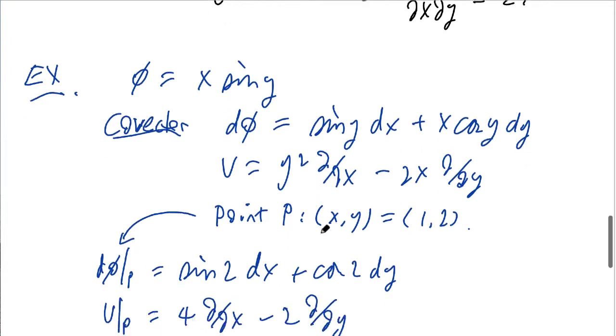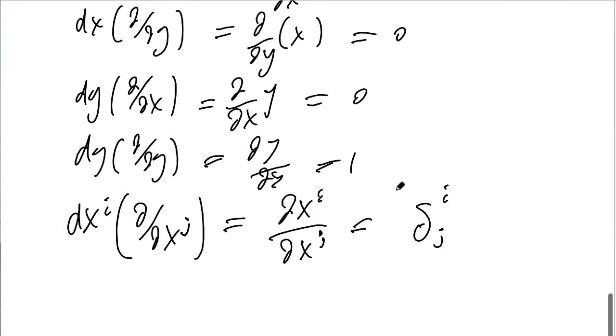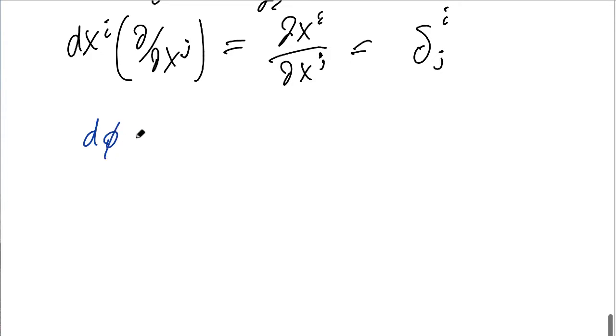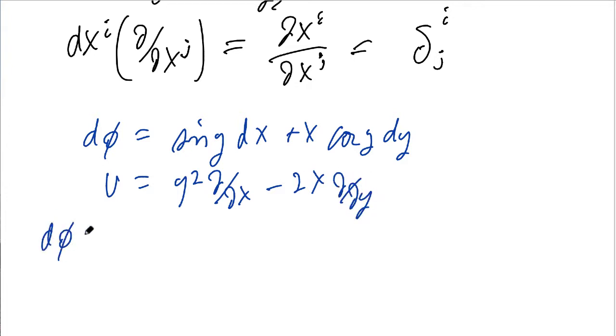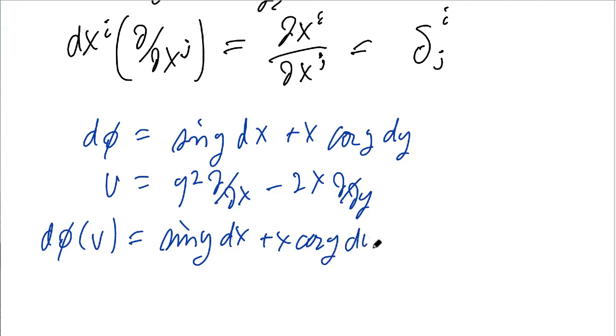All right, we have the covector d phi is sine y dx plus x cosine y dy, and the vector was y squared d by dx minus 2x d by dy. So now d phi acting on v is, let's just go ahead and write this out. This is y squared d by dx minus 2x d by dy.